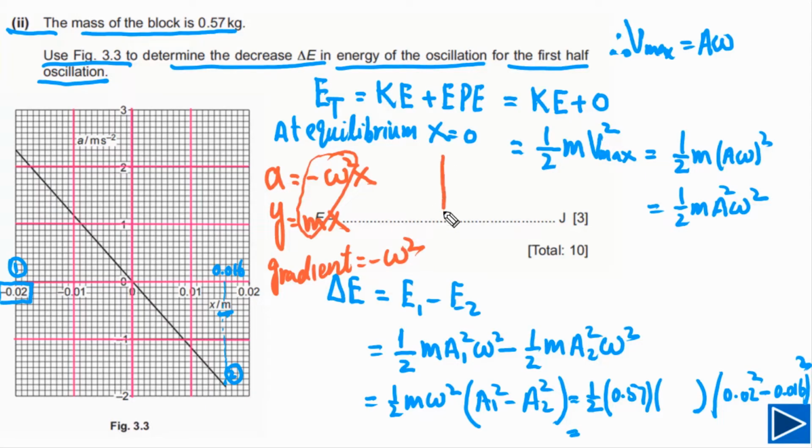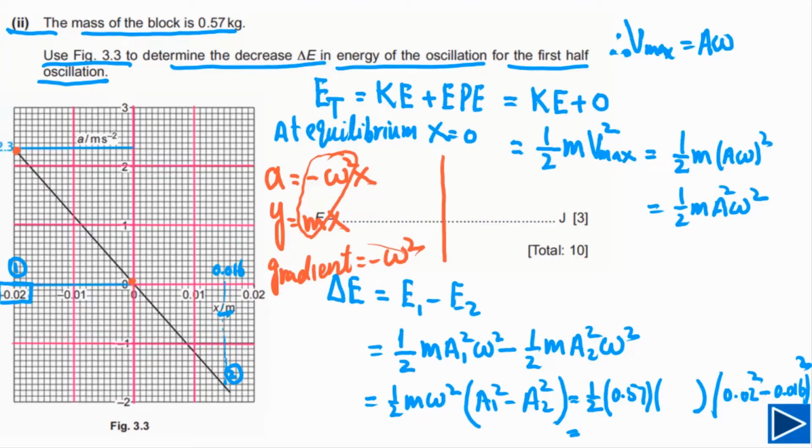So simply we need to find out value of omega. If we find the gradient, we will take 2 points. We will take this 1 point, and this one we will take as our second point. So we need to find out coordinates of these 2 points.